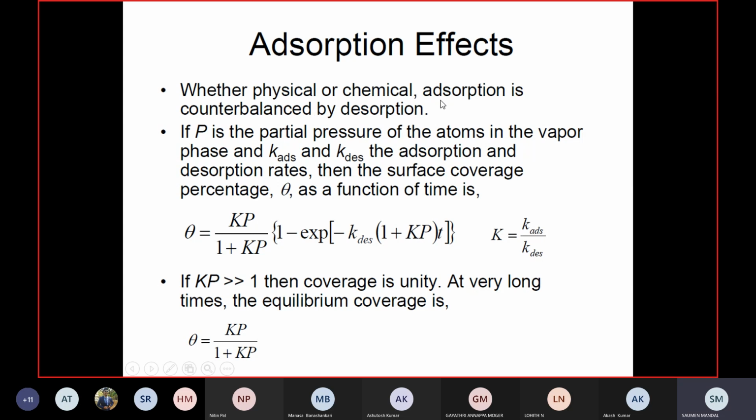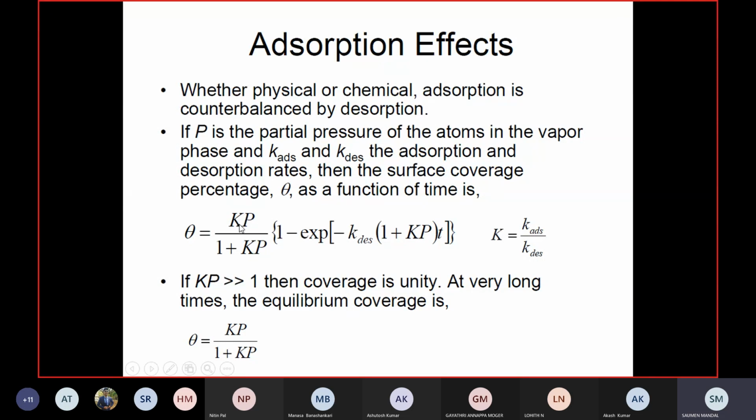When physical or chemical adsorption is counterbalanced by desorption, there will be an equilibrium. If P is the partial pressure of the atom in vapor state, and K ads and K des are the adsorption and desorption rates, then the surface coverage, theta, is very important because ultimately we want a film. So surface coverage can be expressed by this kind of complicated equation.